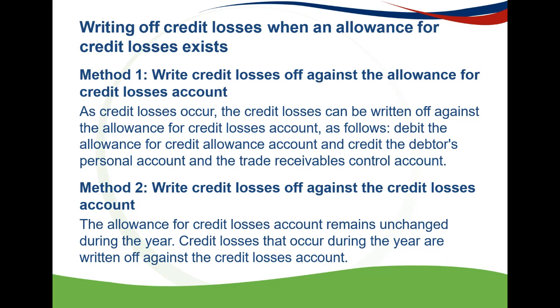So if my allowance for credit losses is less than the amount that I want to write off, you can only use up to the balance of the allowance, and the rest will then go to my credit losses account.